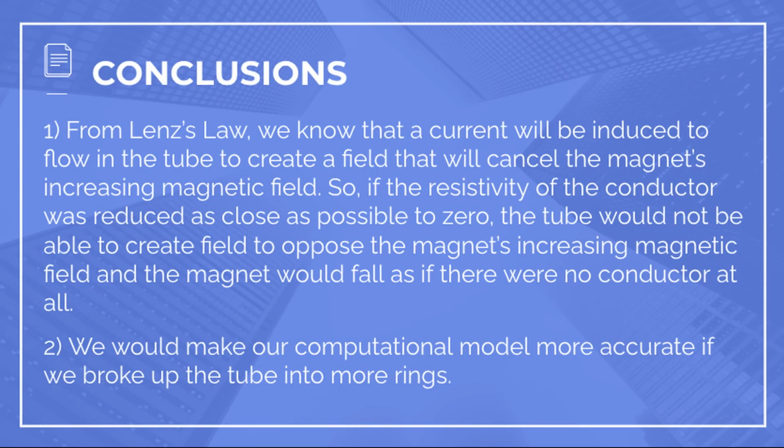So then we were asked, what if the resistivity of the conductor were reduced as close as possible to zero? How would the dynamics of the falling magnet change? From Lenz's law, we know that a current will be induced to flow in the tube to create a field that will cancel the magnet's increasing magnetic field. So if the resistivity of the conductor was reduced as close as possible to zero, the tube would not be able to create a field to oppose the magnet's increasing magnetic field, and then the magnet would fall as if there were no conductor at all.